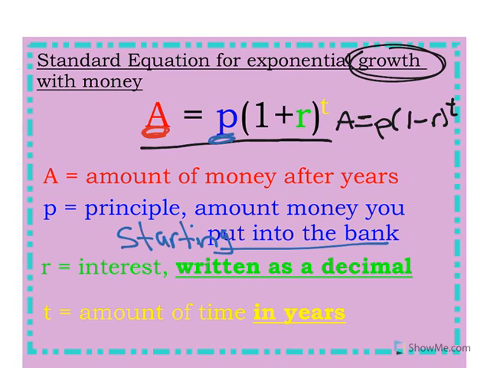Now remember, when you go to write the rate, it is always written as a decimal. So if the problem says it's 3%, you need to change that to the decimal 0.03. And then T stands for time, and T is the time in years. So if the problem says 12 months, you would change that to a 1 for years. This is a formula that you do not have to memorize, but you do need to know when to use it.